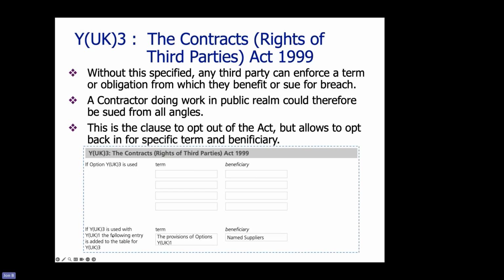And down here, if YUK3 is used, the provisions of the options YUK1, the named suppliers. So if the contractor doesn't behave in accordance with that act, that trust fund, they can be sued for it by the named suppliers.